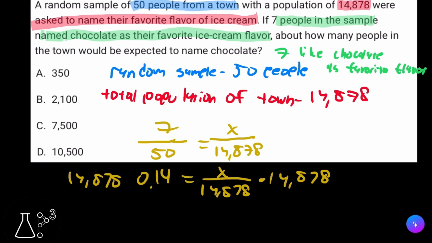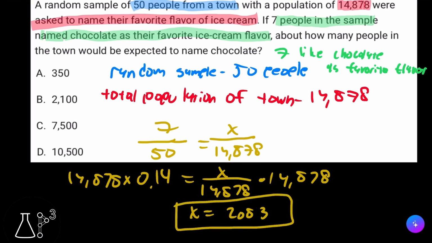So, when you plug it into a calculator, you're going to get the answer of 2,082.92. So x is going to equal 2,082.92. We're rounding it to the whole number, 2,083, because if we round it up, it's going to be 2,083. So this is our x value.